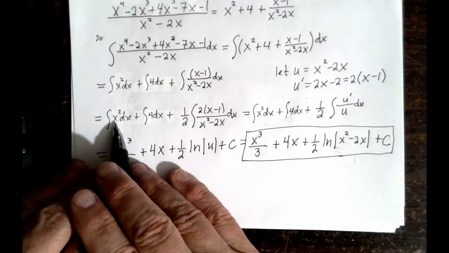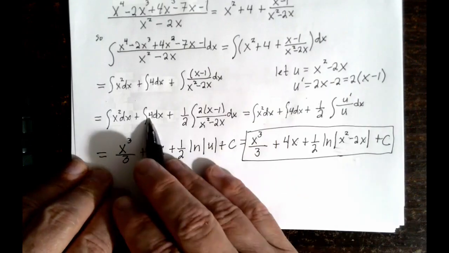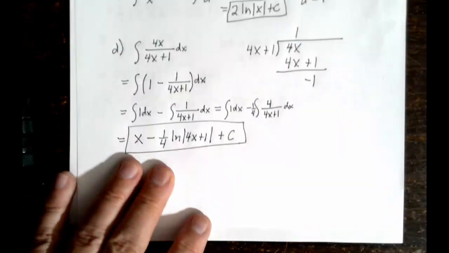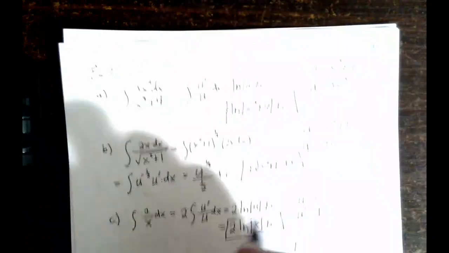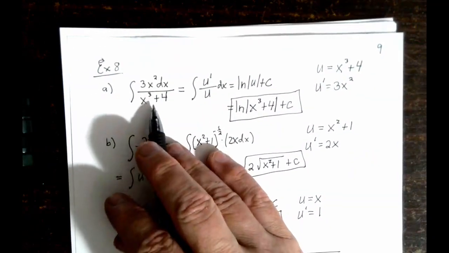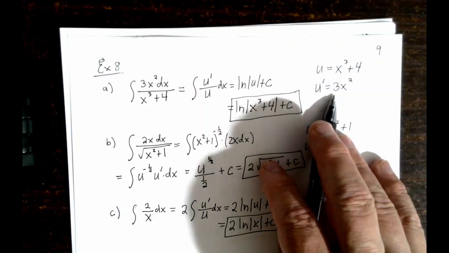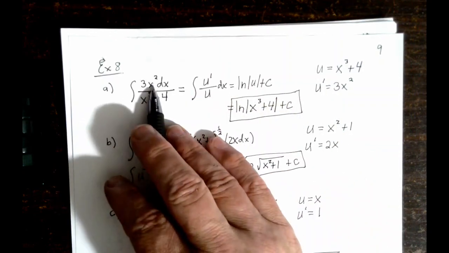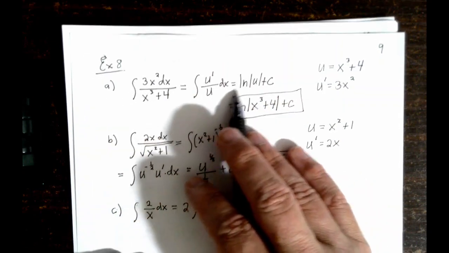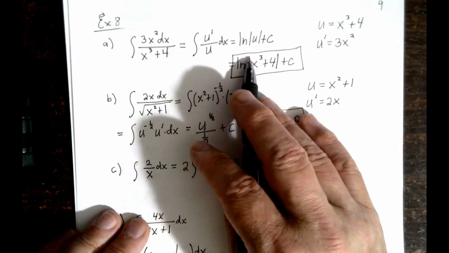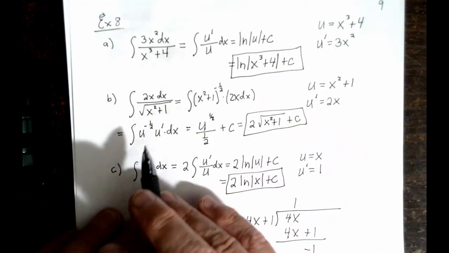And when you integrate x squared, it's just x cubed over 3. When you integrate 4, it's just 4x. And you get your constant there. Number 8, if you want to integrate this guy, you let the denominator be your u, and your derivative is 3x squared, which is exactly what you got here. So it's already in the right form, and you just take the natural log of absolute value of u plus c, which gives you this.